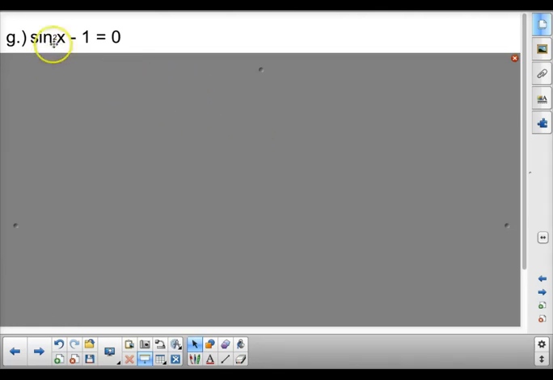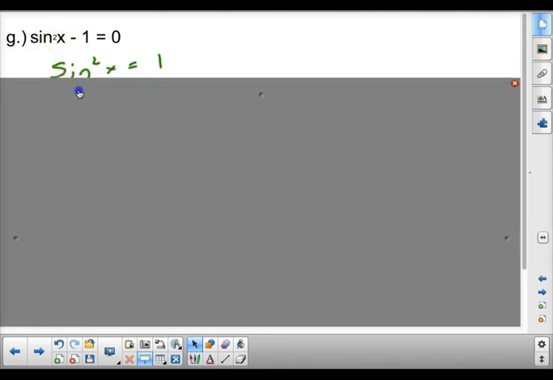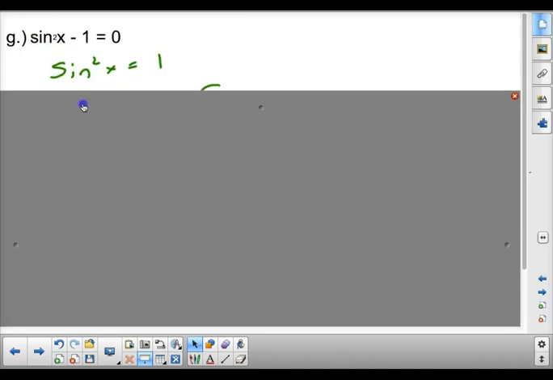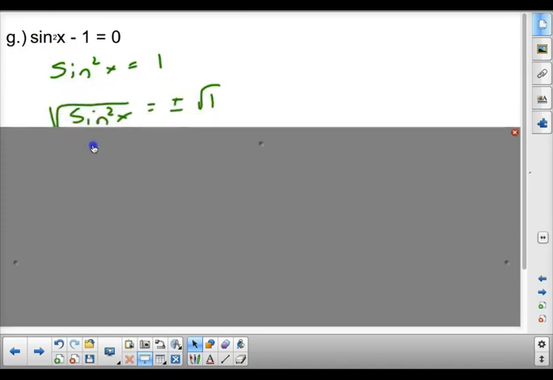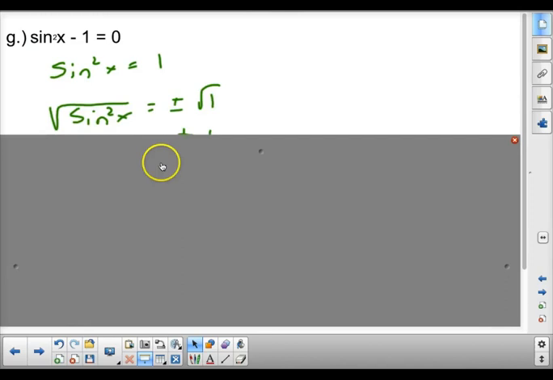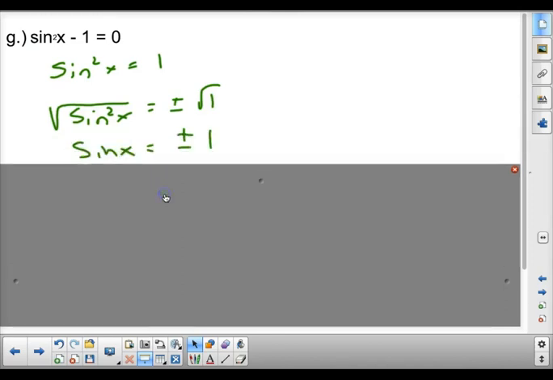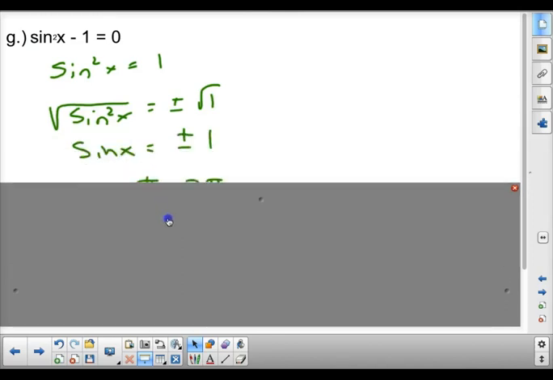Now this one's a little different. I have a square here, so I'm going to isolate my sine squared by adding 1. And then I'm going to take the square root of both sides, which gives me a plus or minus 1. So I end up with the sine of x as a positive 1 and a negative 1.